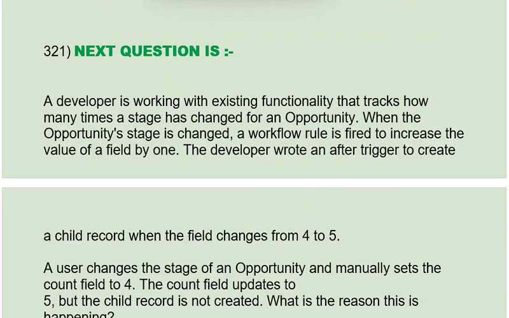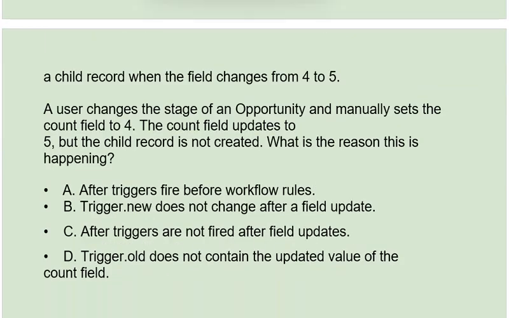Question is, a developer is working with existing functionality that tracks how many times a stage has changed for an opportunity. When the opportunity's stage is changed, a workflow rule is fired to increase the value of a field by 1. The developer wrote an after trigger to create a child record when the field changes from 4 to 5. A user changes the stage of an opportunity and manually sets the count field to 4. The count field updates to 5, but the child record is not created. What is the reason this is happening?